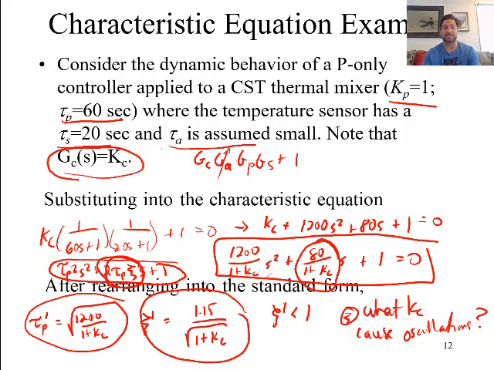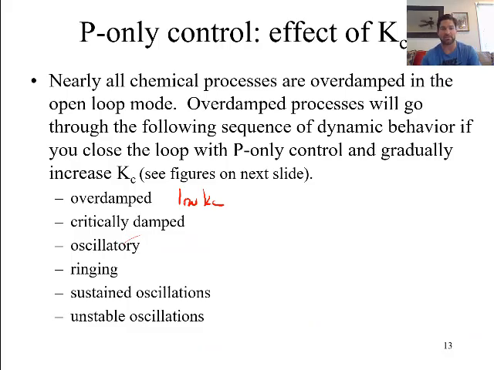As we increase kc, at some point zeta prime will be equal to 1, and at that point you have critically damped. Once zeta is less than 1, which would be higher kc, we're going to have oscillations. When we continue to further increase kc, there's going to be ringing, and then sustained oscillations, which would be where zeta equals 0.